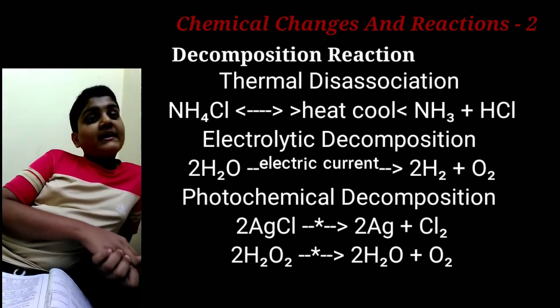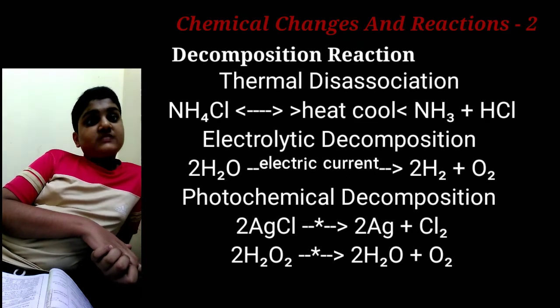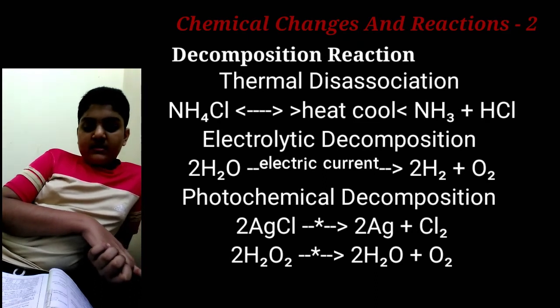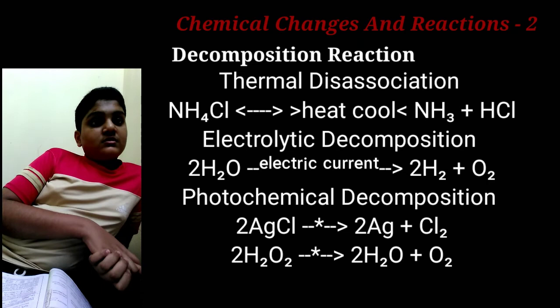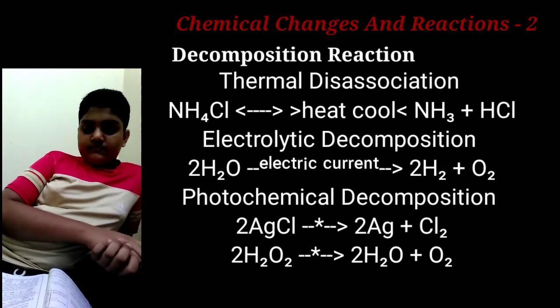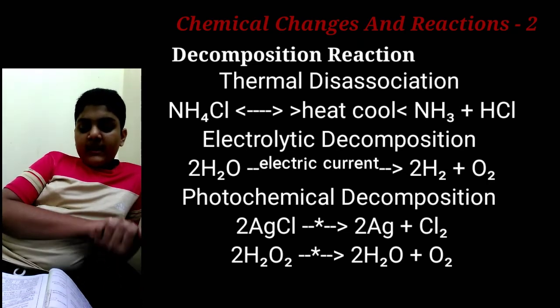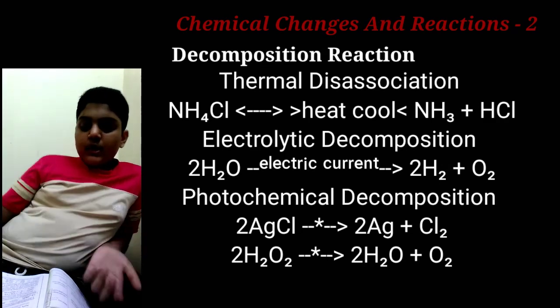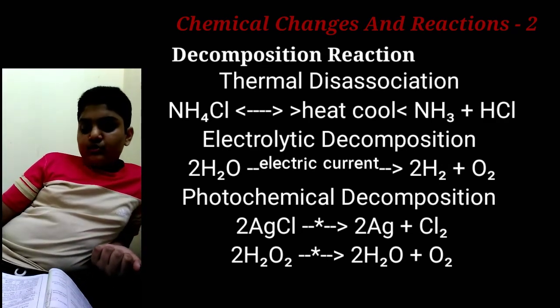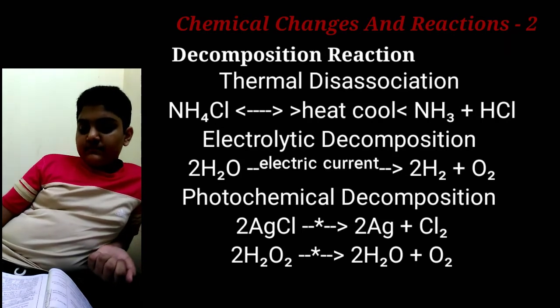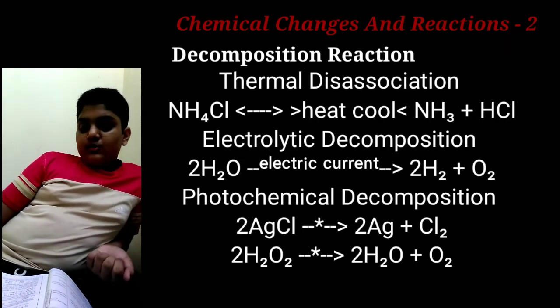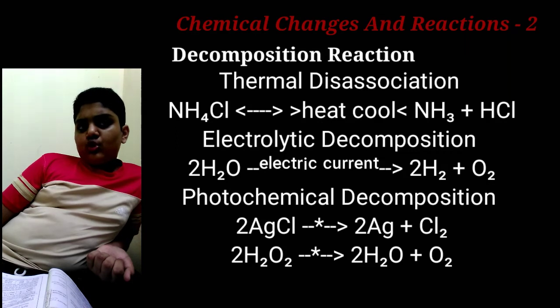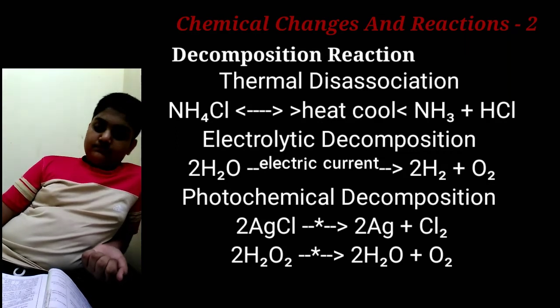Next is photochemical decomposition, that is by light. For example, silver chloride gives silver plus chlorine. What about hydrogen peroxide? Water plus oxygen. 2AgCl on passing light gives 2Ag plus Cl2, and 2H2O2, hydrogen peroxide, gives 2H2O plus O2.